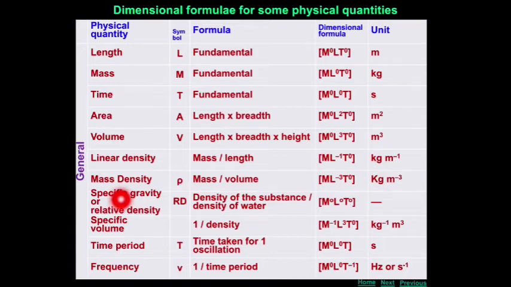See the next one, that is mass density. Already you are familiar with it; normally we say density. It is represented by the letter rho. The formula for density is mass by volume. The dimensional formula for mass density is M L power minus 3. Why, sir? The dimensional formula for mass is capital M and for volume is L cube. So M by L cube, or M L power minus 3. The unit of mass density is kilogram meter power minus 3.